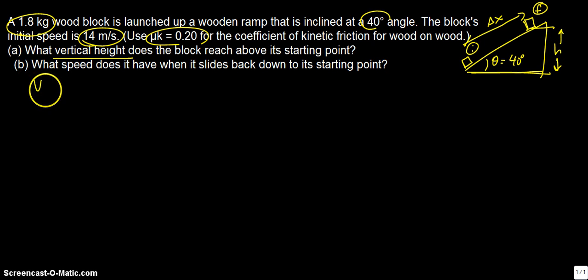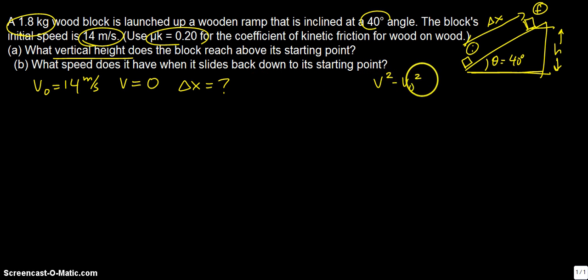So we know V initial is 14 meters per second. We know that once it gets to its maximum height, it stops, so V final is 0. We need to know the delta x so we can calculate the vertical height. And this reminds me of the equation v squared minus v0 squared is 2a delta x. However, we do not yet have a value for the acceleration, so we must use Newton's law to solve for the acceleration.